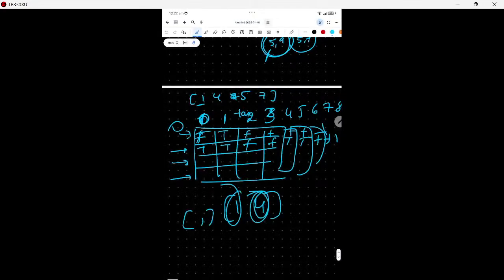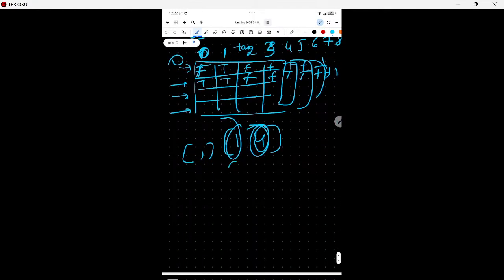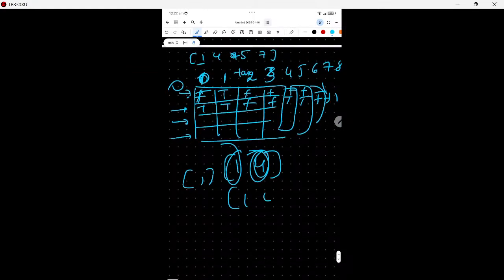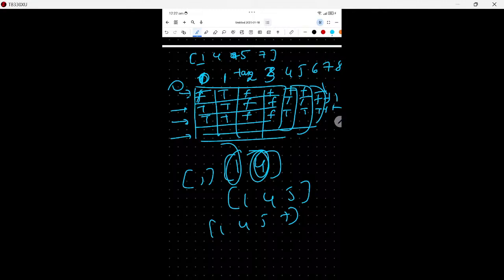Let's iterate it. The other one is 1, 4, 5. Can I get 1? Yes, true. Can I get 3? False. And so on, like that. 1, 4, 5, 7 states that. In the same way you'll fill it till index 4, whether you can get the sum or not.